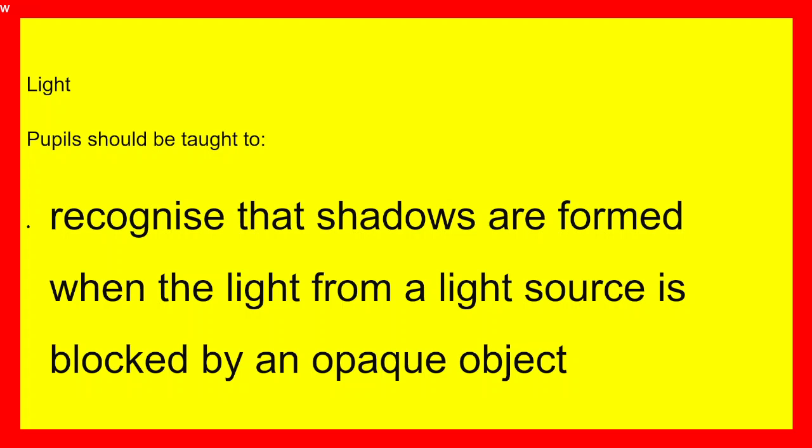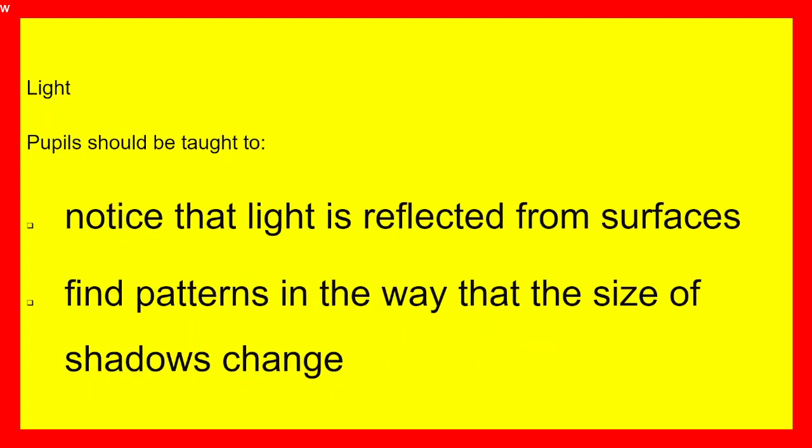Recognize that shadows are formed when the light from a light source is blocked by an opaque object. The children should be taught to notice that light is reflected from surfaces, and they should be able to find patterns in the way that the size of shadows change.